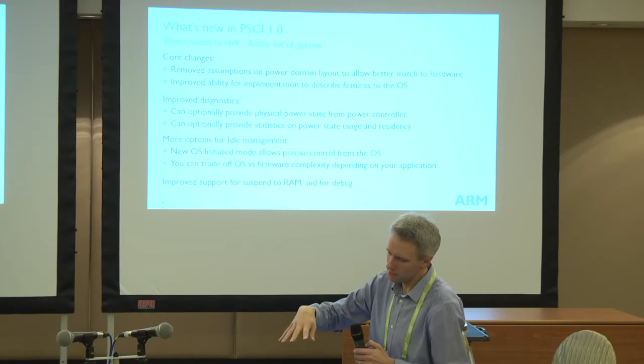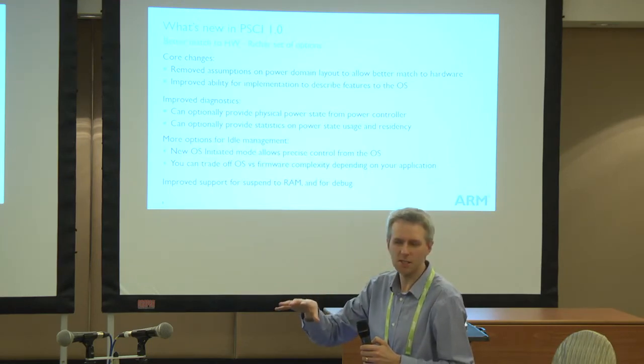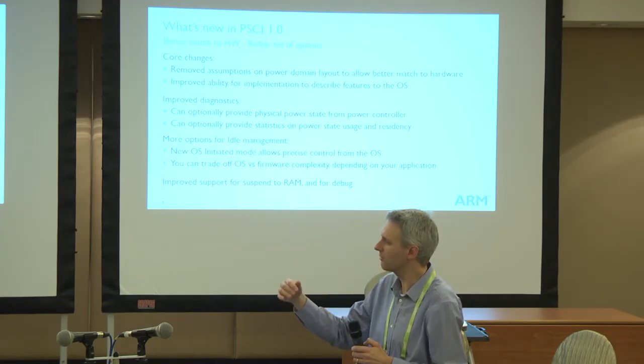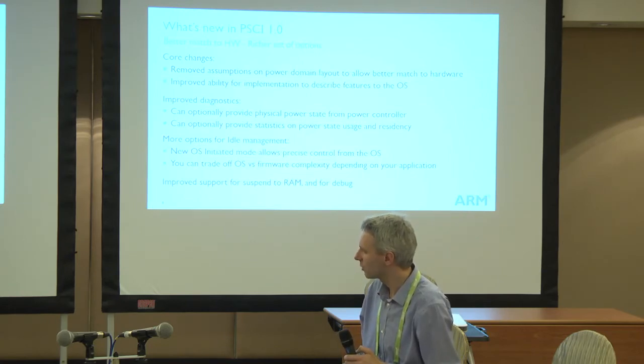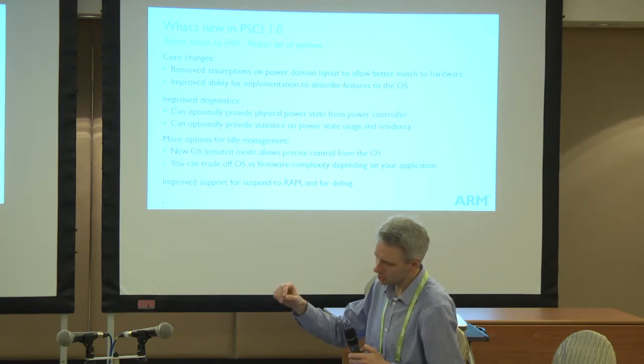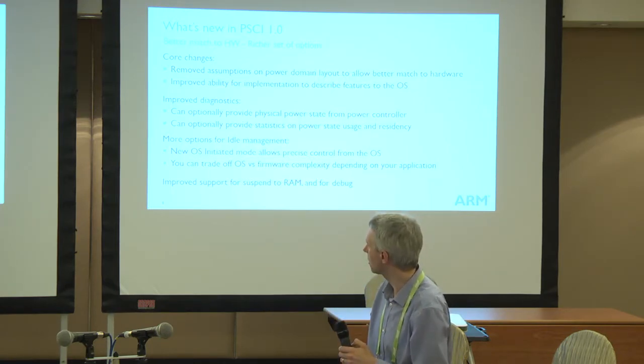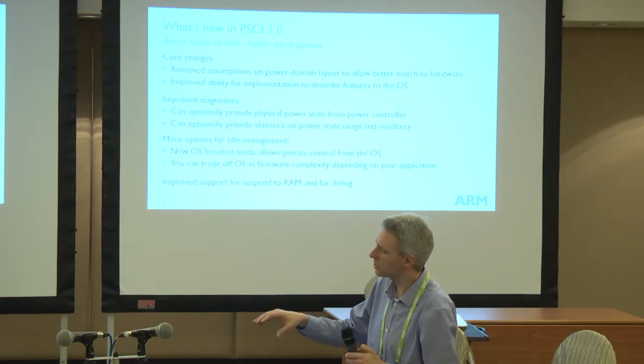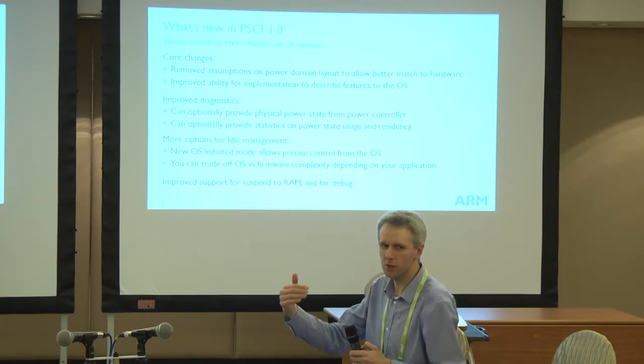So you want a power domain hierarchy that's a little bit more detailed than what you can find in the affinity hierarchy, which would describe cores and clusters and systems. So removing that assumption and providing more flexibility in the topology allows a better match to hardware and opportunities for better optimization in terms of low power states.